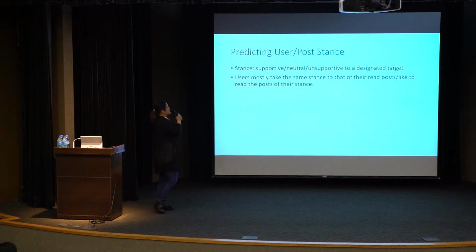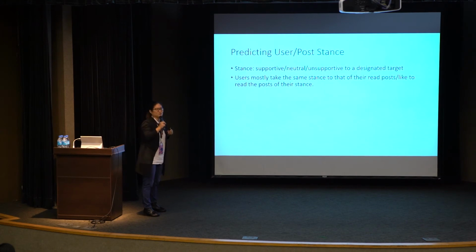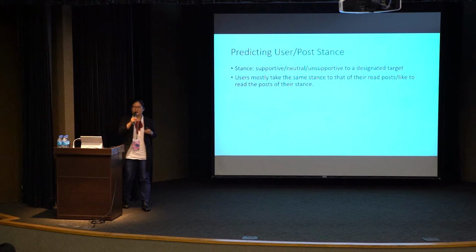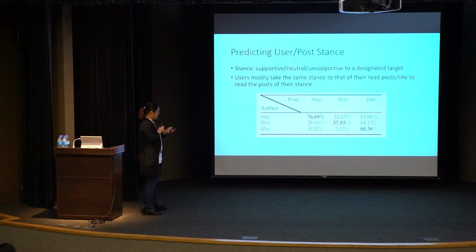Okay, so first, stance classification is predicting user or post stance, like telling whether this post is supportive, neutral, or unsupportive. In this research, we assume, and we also find statistics to support that, that people like to read posts of their own stance. They don't like to read posts that have different opinions, and they mostly take the same stance as the posts they read. This is the statistics we can show you, especially true for the supportive and unsupportive posts.